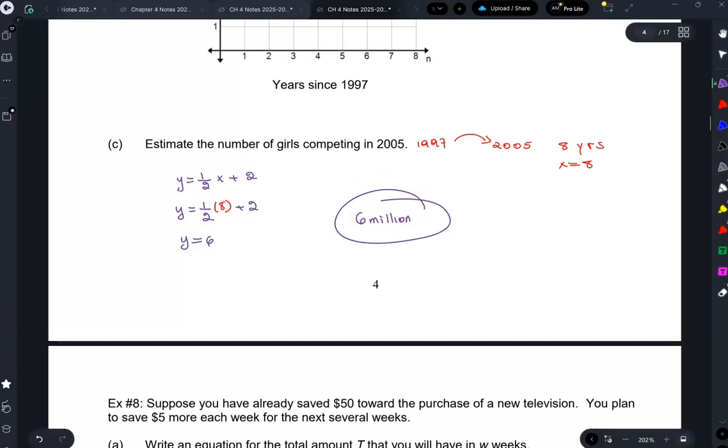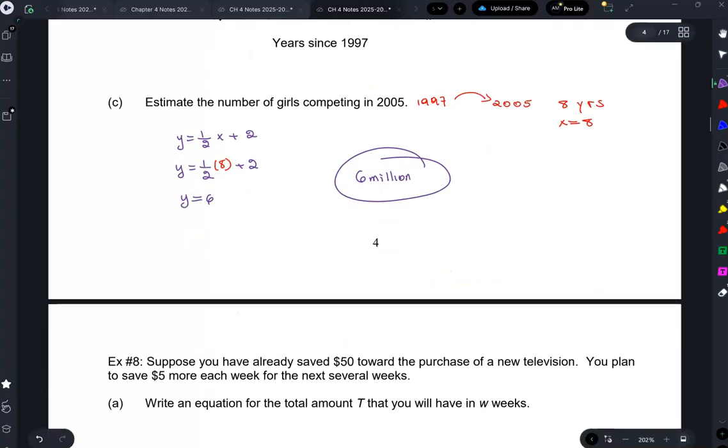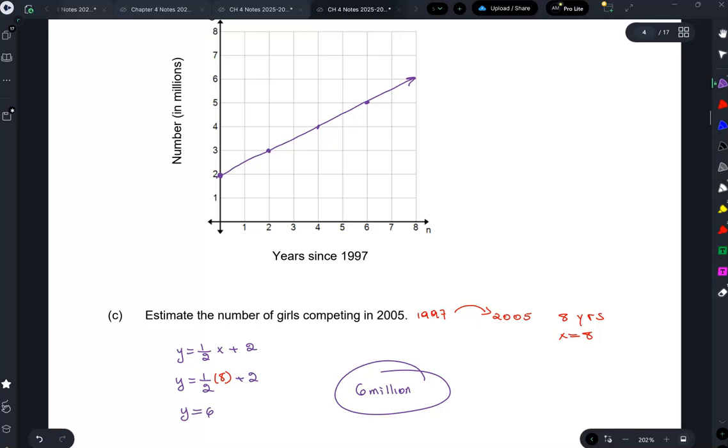Yes, you can use the graph, but you should also be able to do it using algebra. But if you look on the graph too, if you graph it correctly, look, we did get 6. How cool is that? But had I messed up my line because I didn't use a ruler, it may have gone off, and then you would get the wrong answer.